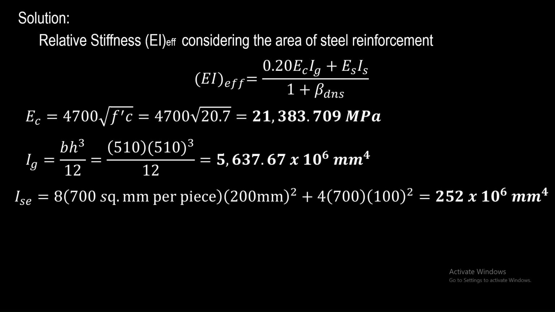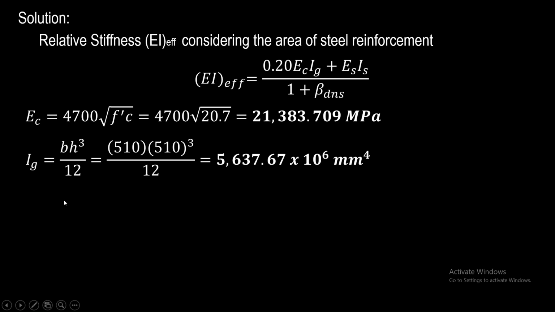Next, for the Ise, or the moment of inertia caused by the steel reinforcement, or 8 pieces: 8 pieces of 700 square millimeter per piece times 200 squared, plus 4 times 700 times 100 squared, or 252 times 10 raised to 6 millimeter raised to 4.